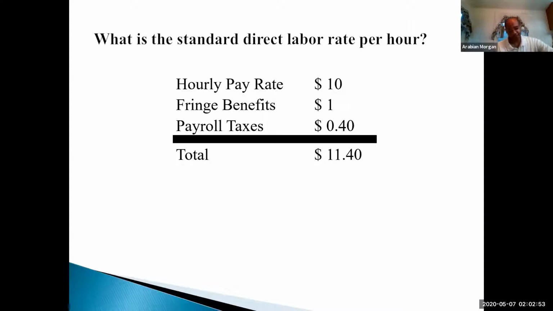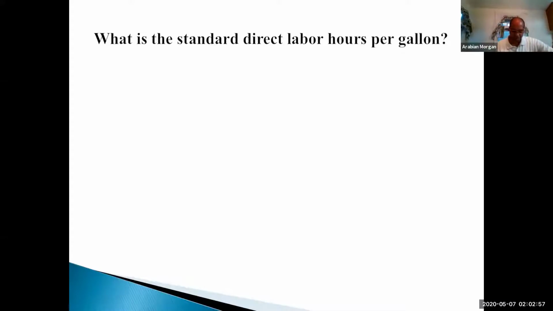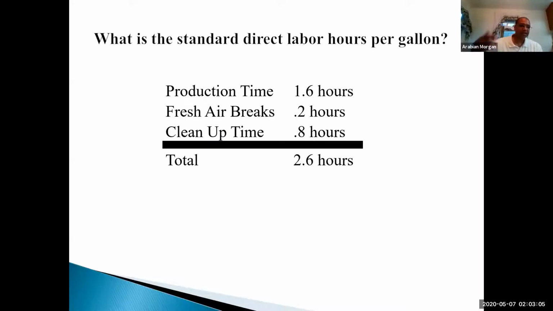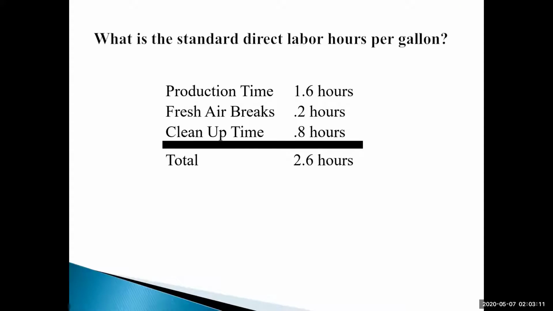And number 5, the question is, what is the standard direct labor hours per gallon? Okay, so how long does it take to make 1 gallon? And it includes the production time, the fresh air breaks, and the cleanup time. So 2.6 hours.